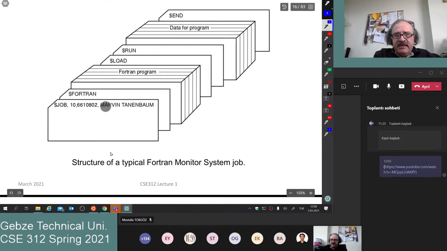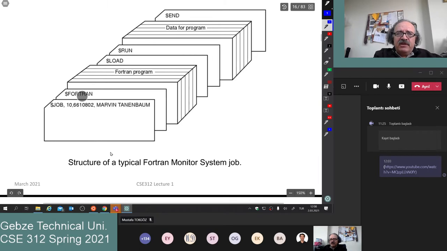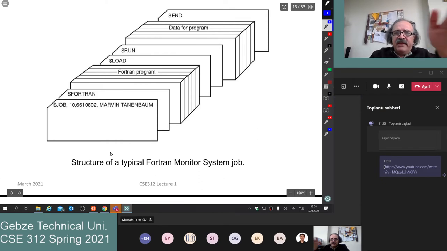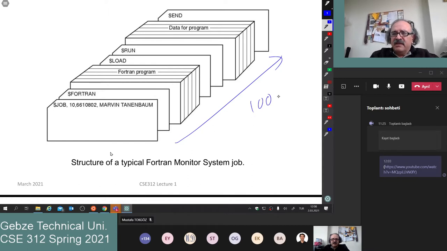Okay, you put your number there, and then you say, I want the Fortran compiler. This is your Fortran program, a number of cards there, maybe 10, 15 cards. Then you will say, load this and run this, and this is the data for my program, and this is the end. So there may be a total of 100 cards. 100 cards times 80 means that this is 8,000 characters of data and program.